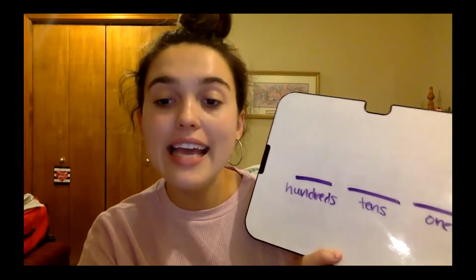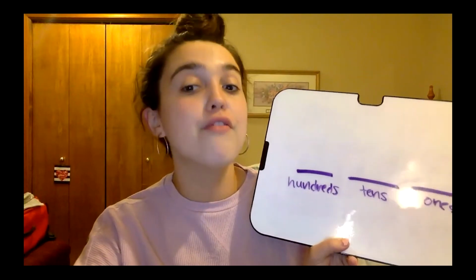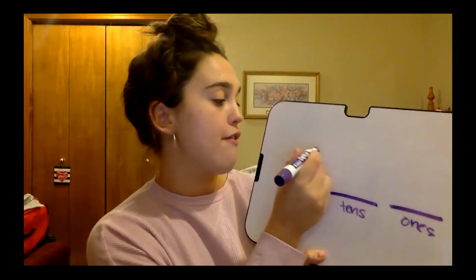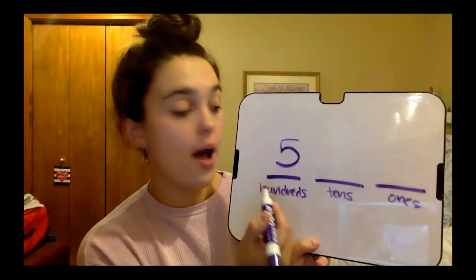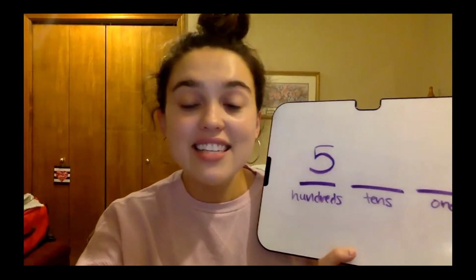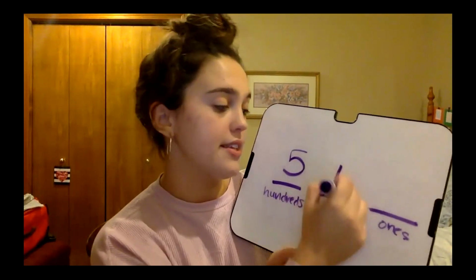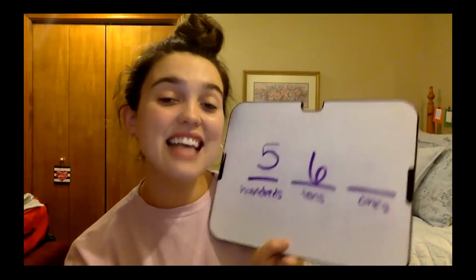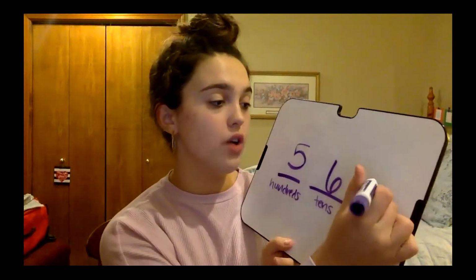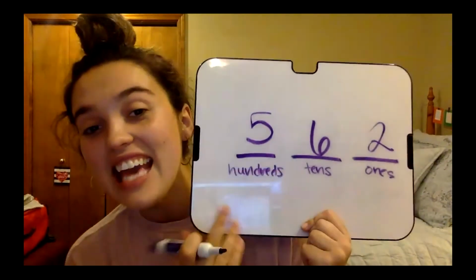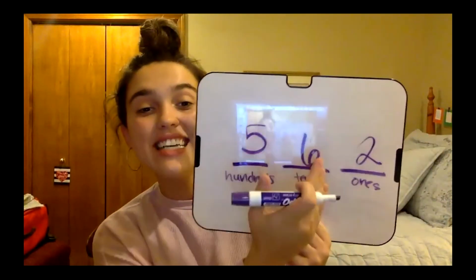So let's look again. It says, I have 500s. So all I need to do is write 5 in this spot here. Then it says, I have 6 tens. So I just need to write the 6 here. And then it says, I have 2 ones. So I'm going to write the 2 in here. Again, we get the exact same number, 562.